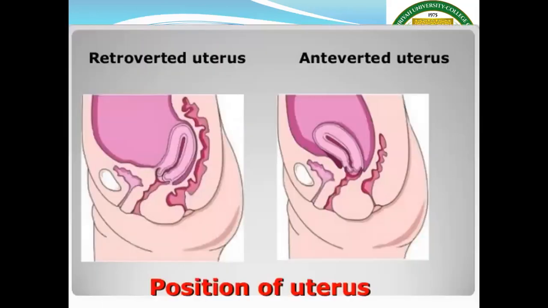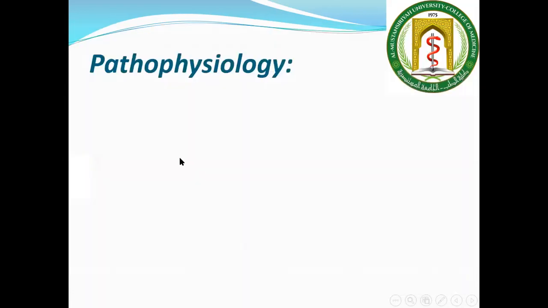Normal variation: this is the normal size of the uterus. It is anteverted, coming forward. 15% of the normal women have a retroverted uterus, the uterus going backward like in this picture.